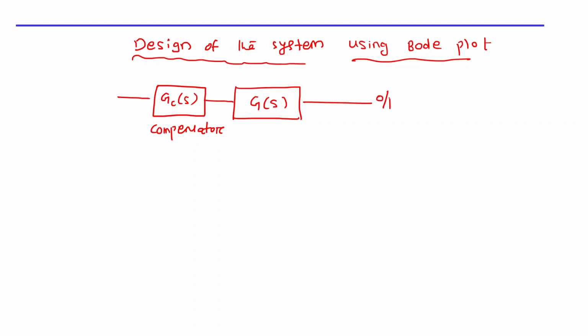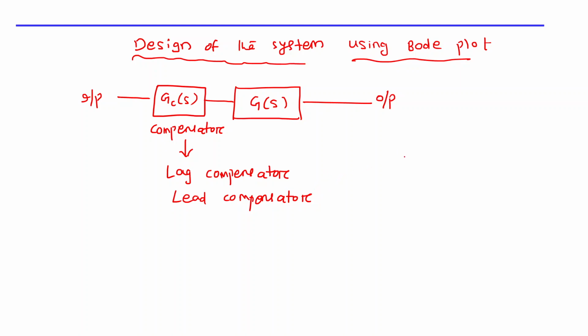Here this is your output, this is your input of the system. Now this compensator can be a lag compensator. I already discussed the lag compensator previously. It can be a lead compensator. Sometimes you need to design the lag compensator or the lead compensator. We'll see a lot of questions based on that.